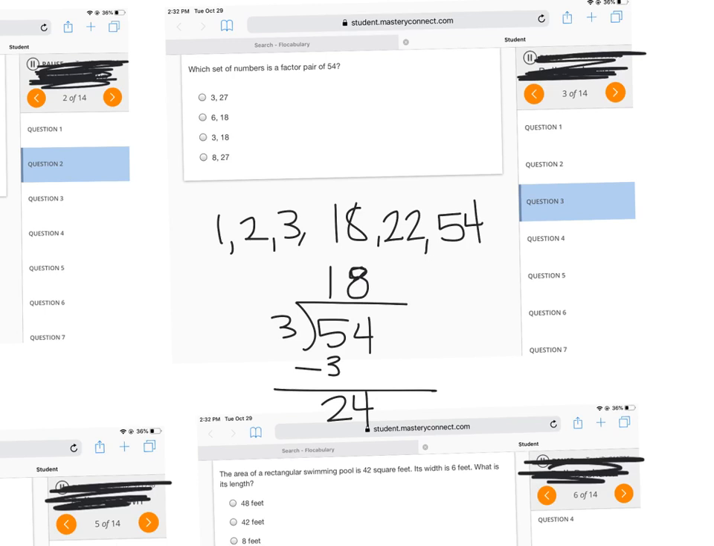And if I look up here at my answer choices, I see 3 and 18, which go together. 3 and 27 don't go together, so it can't be that one. 6 is a factor, 6 and 9, but it has it with the wrong one up there. So that only leaves 3 and 18.